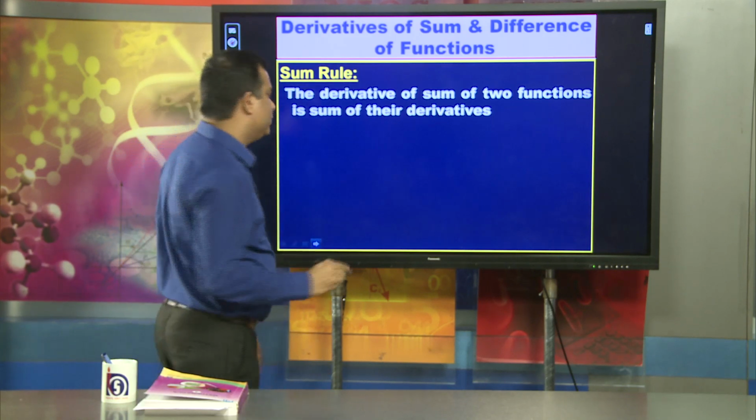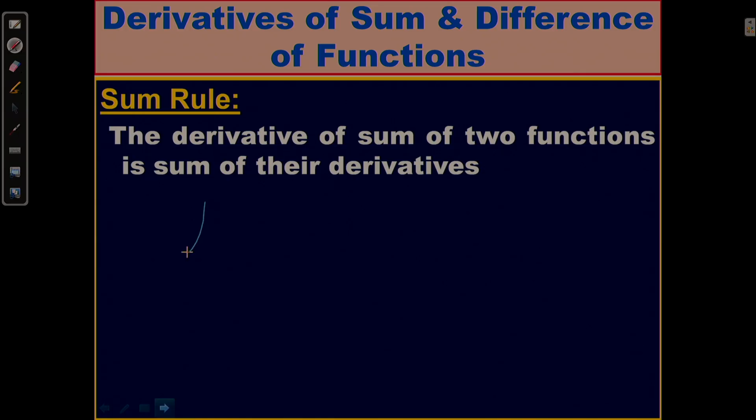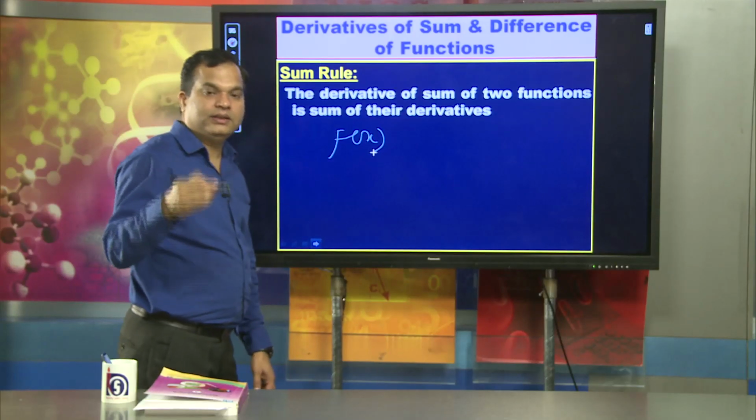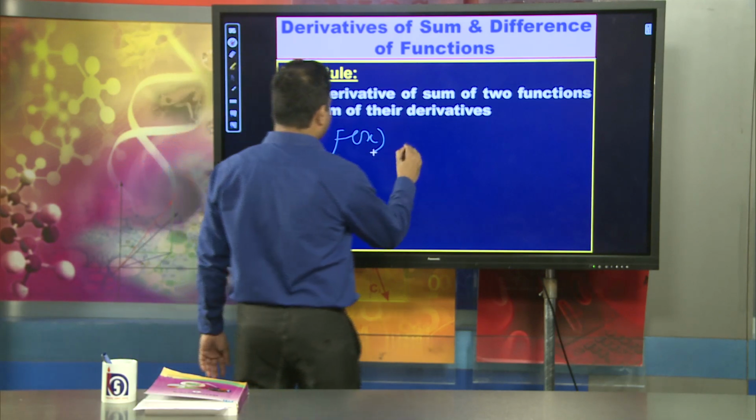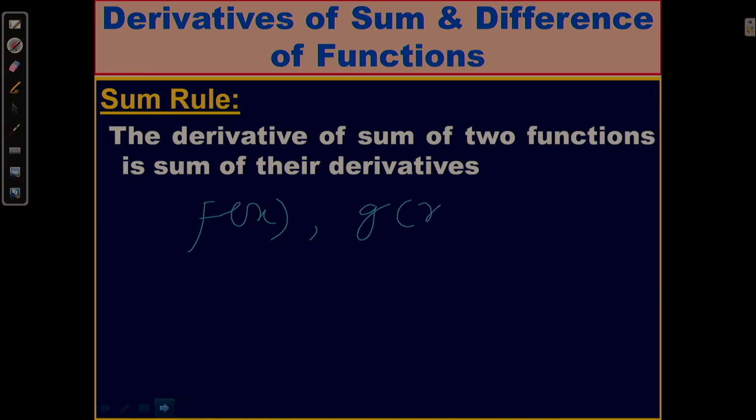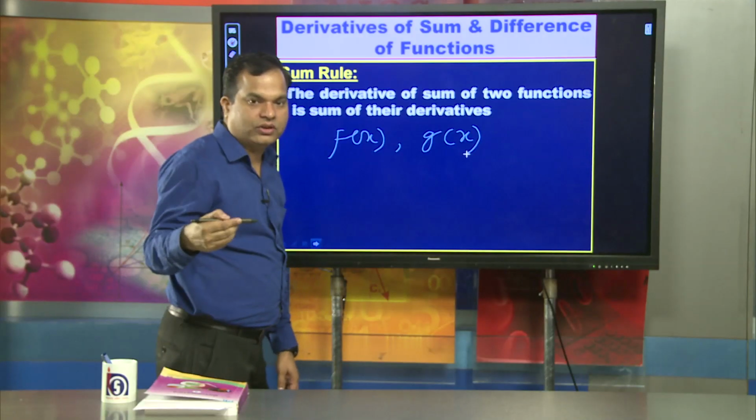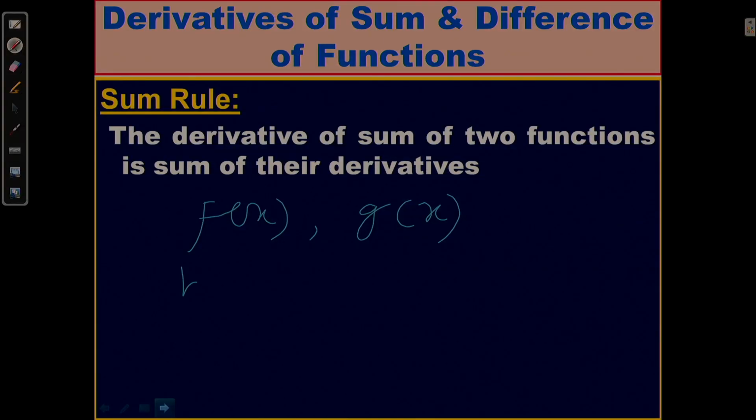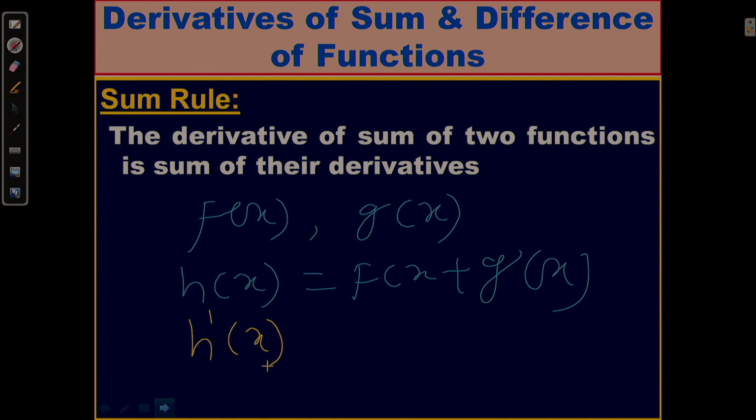Suppose f of x is a differentiable function, and g of x is another differentiable function. Now, we have h of x equal to f of x plus g of x. So, we can write h dash x equal to f dash x plus g dash x.